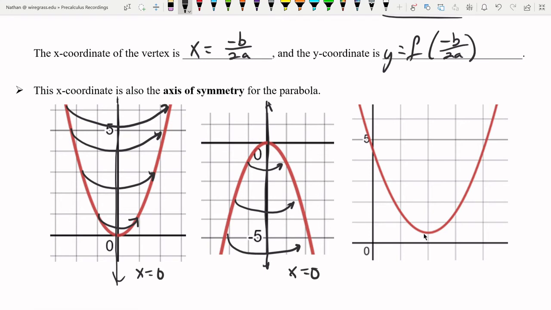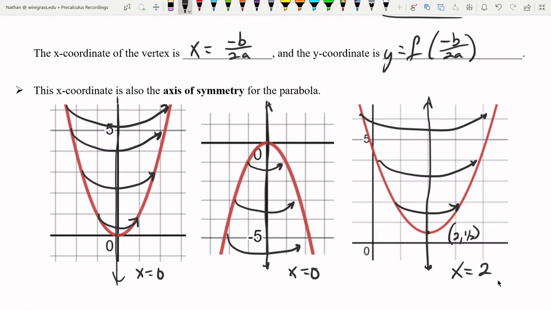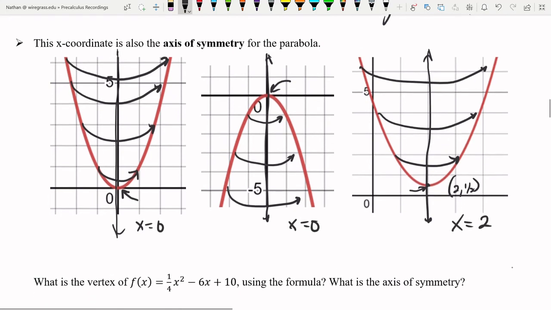And for this one, this is actually the one I showed you above. This vertex was at 2, 1/2. The axis of symmetry of this one is right here, the vertical line going right through the vertex. I can mirror image it right across there. That's the axis of symmetry for this one, and that is at x equal to 2. So you can see the x coordinate of the vertex is at 0, x equal to 0. The x coordinate of the vertex here is at 0, x equal to 0. The x coordinate here at the vertex is 2, x equals 2. The axis of symmetry is always located at the x coordinate of the vertex.